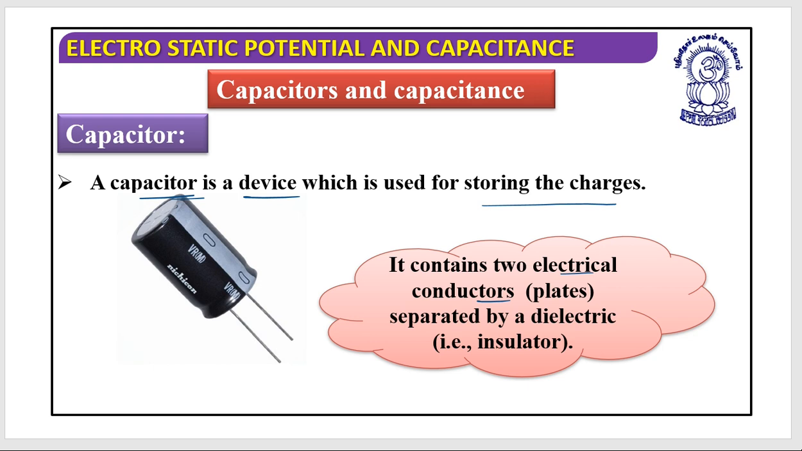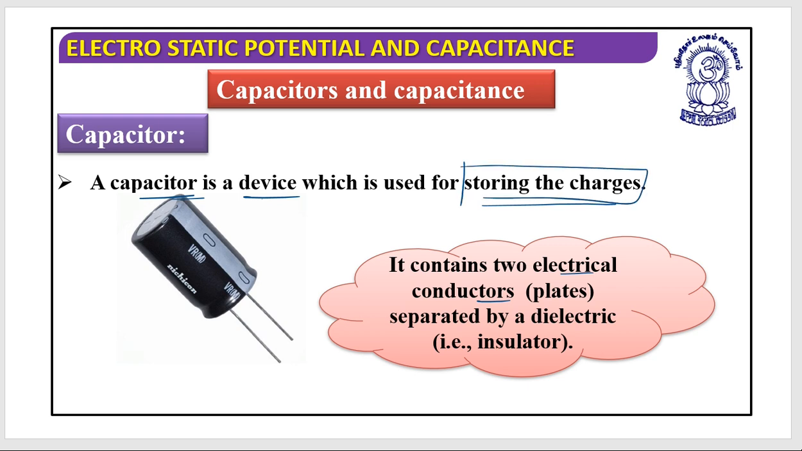And why do we use that? Because we can increase the capacity of the capacitor. How? We will see in the next classes. But for us, a capacitor is a device which is used to store charge. The general structure of a capacitor is that it has two plates or two conductors, and there must be a finite distance between these two conductors, then we can say that this is a capacitor.